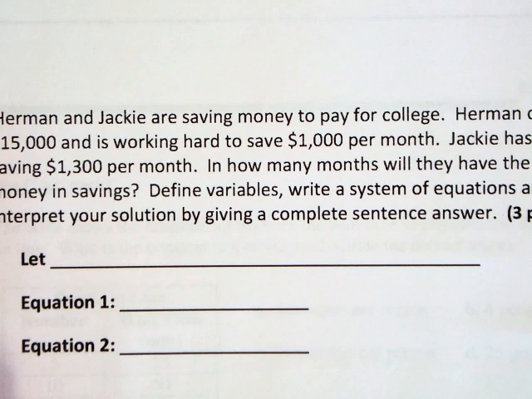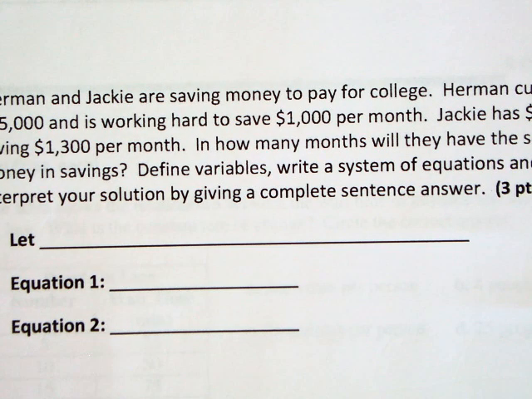Next question, number 11, it says Herman and Jackie are saving money to pay for college. Herman currently has $15,000 and is working hard to save $1,000 per month. Jackie has $12,000 but is saving $1,300 per month. And how many months will they have the same amount of money in their savings? Define variables, write a system of equations, and then solve. Interpret your solution by giving a complete sentence answer.